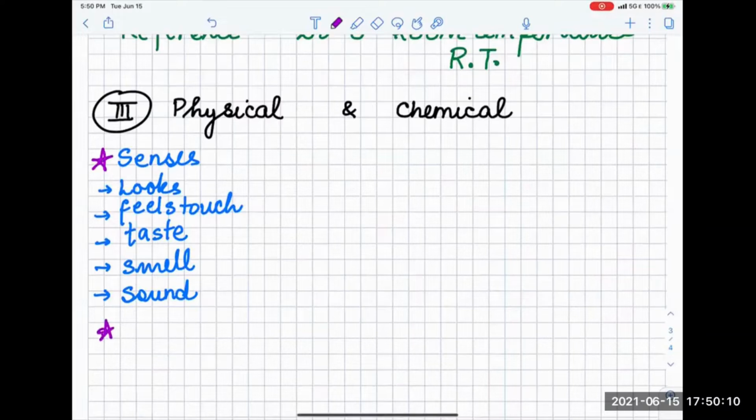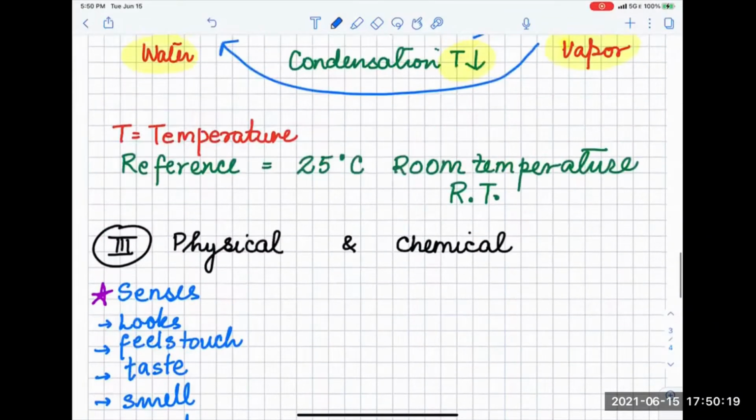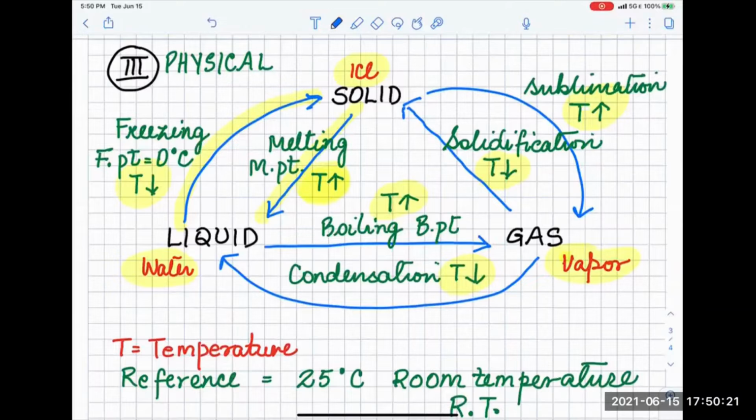Next, we also identify a substance by looking at, like you talked about, at what temperature it boils. That boiling point, the melting point, you see this? Let me put this in another color. The freezing point is going to be the change of state. Melting point, the change of state. Boiling point, the change of state.